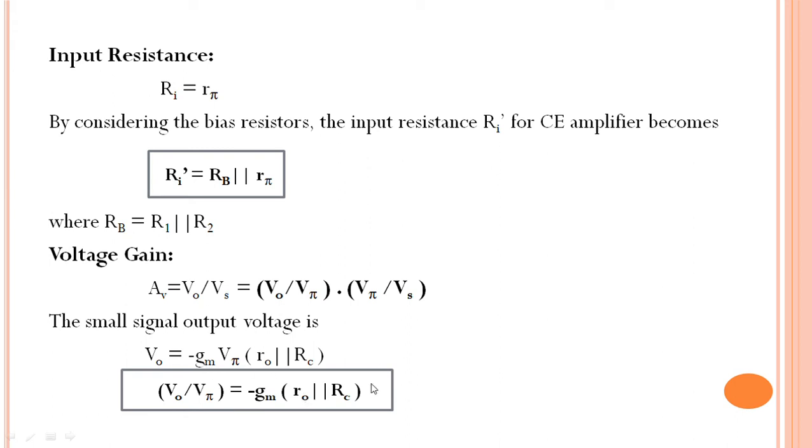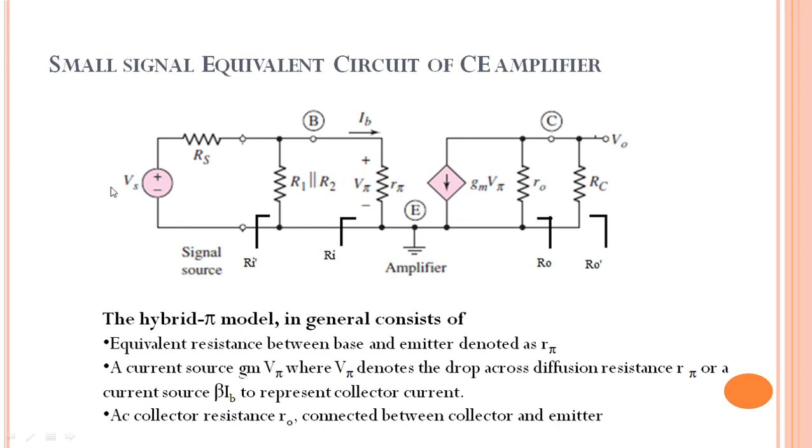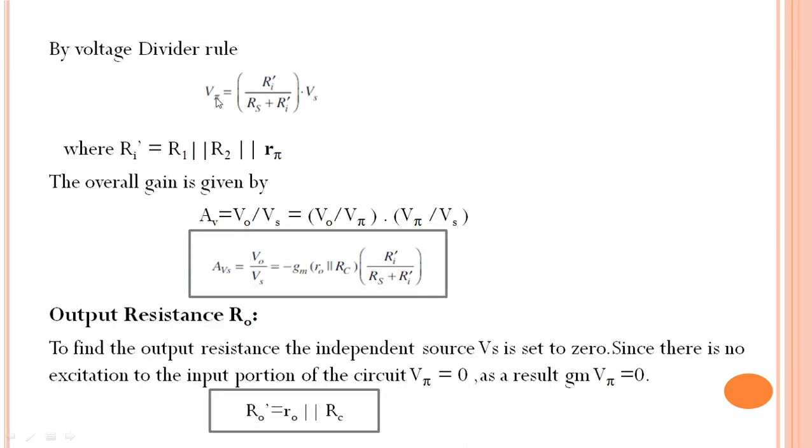The next step is to find V pi divided by Vs. For that we are going to apply the voltage divider rule on the input side. These two resistors are combined to give the Ri dash resistor, and the other resistor present here is Rs. The voltage across Ri dash is given by V pi. So V pi is given, according to the voltage divider rule, by the voltage across the resistor, Ri dash, divided by the sum of the two resistors, into the total voltage. So V pi can be written as Ri dash divided by Rs plus Ri dash into Vs.